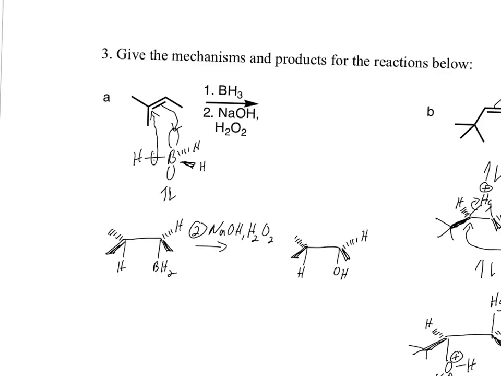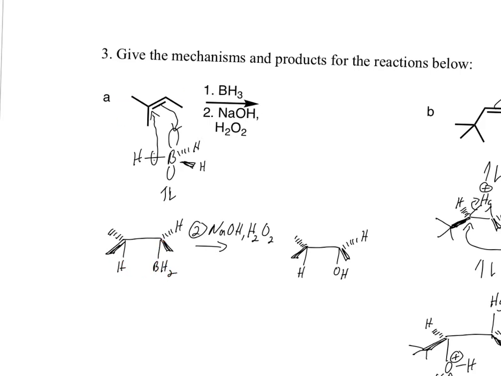All right, moving on. BH3, step 1, NaOH, H2O2. So this is that anti-Markovnikov way to add an OH and an H in a syn fashion. So the OH ends up on the less substituted carbon. So here, 2 arrows, the pi bond reacts with the empty p orbital. The H from the BH bond goes there. See the syn addition, right? The boron is on the less substituted carbon.